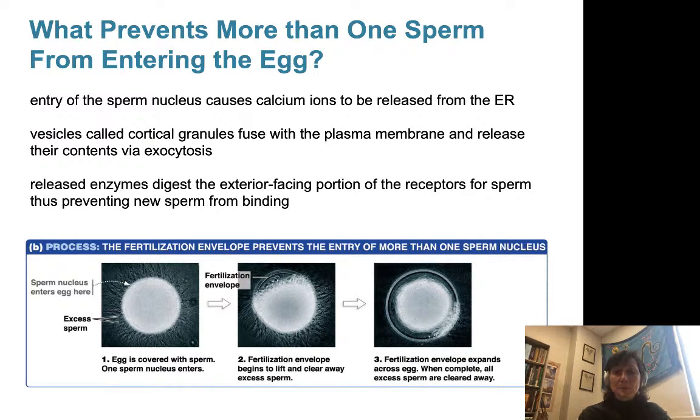and prevents any more of them from being able to enter into the cytoplasm. Here you see the beginning of what's called the fertilization envelope forming. That's basically going to wipe off all the sperm. And here it's basically completed formation. So it's a really cool process.